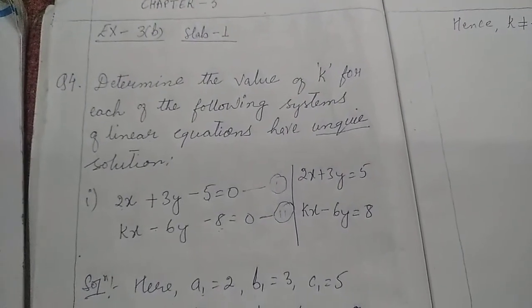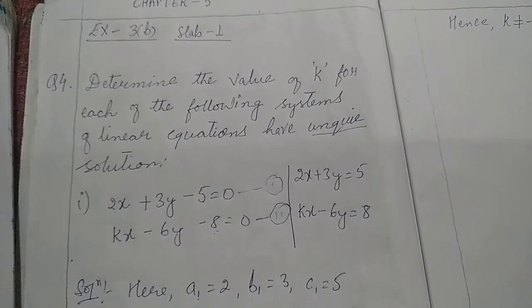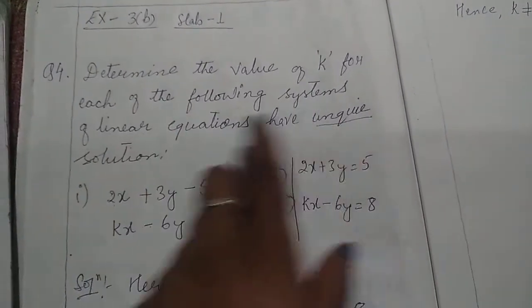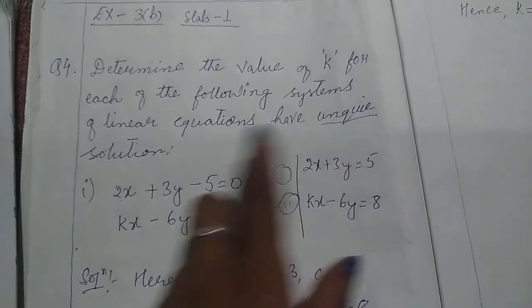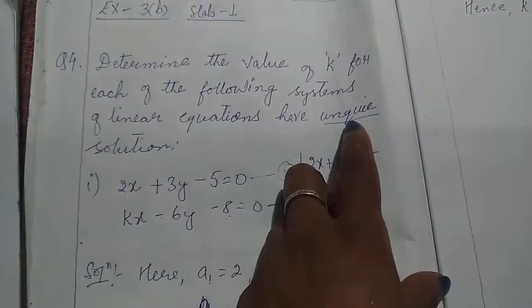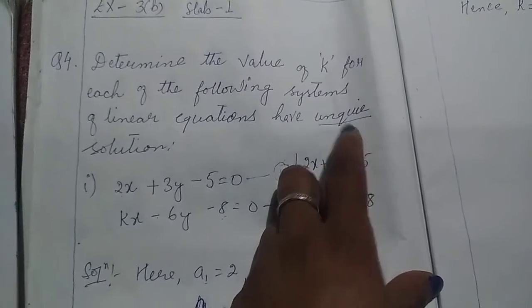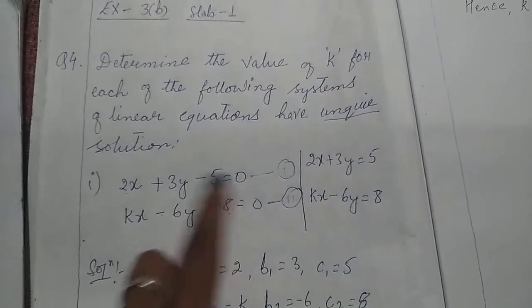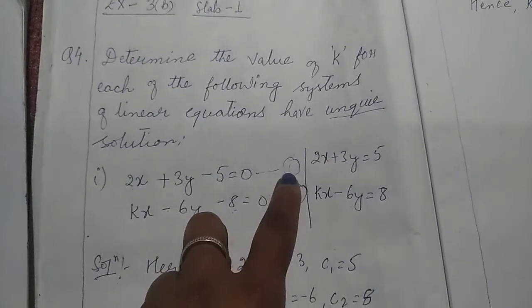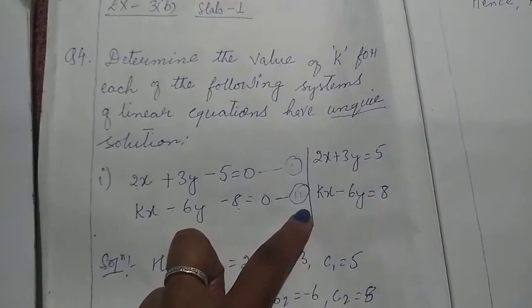So I have noted down the question. Determine the value of k for each of the following systems of linear equations to have unique solutions. See, you underline the words unique solution. And see, question number 1 I wrote. You can mention this as equation 1 and equation 2.